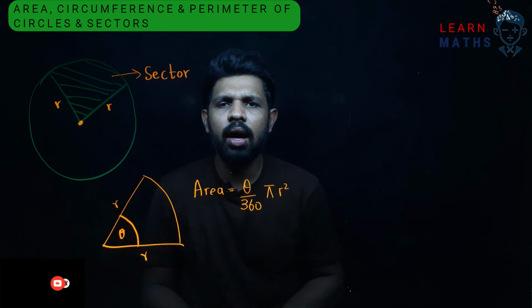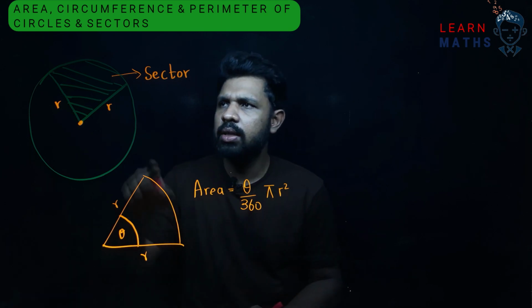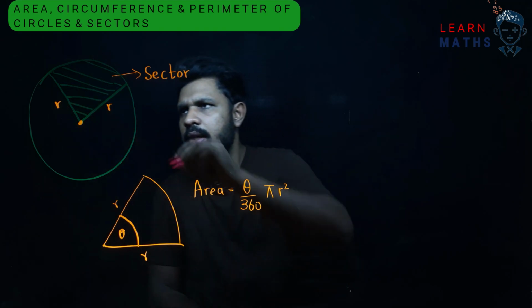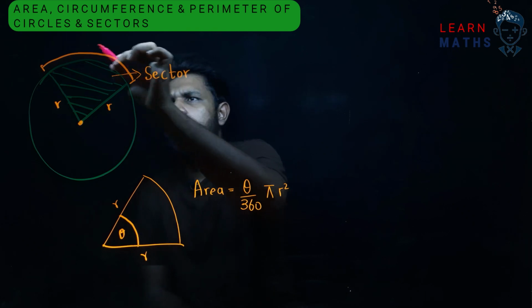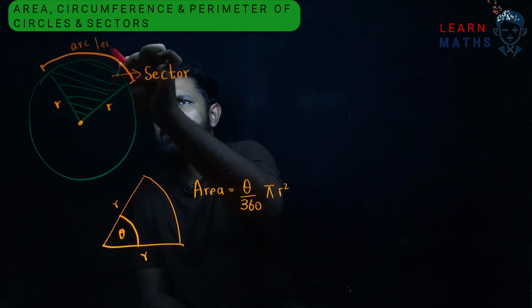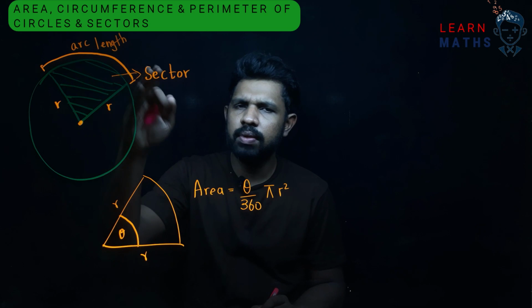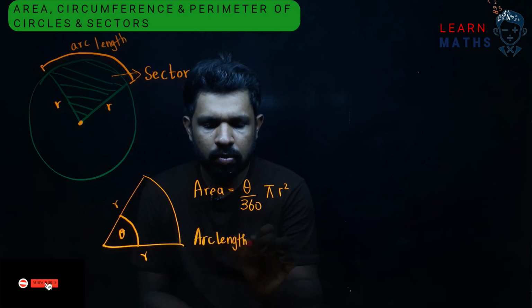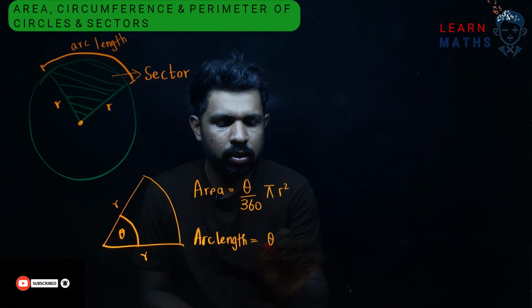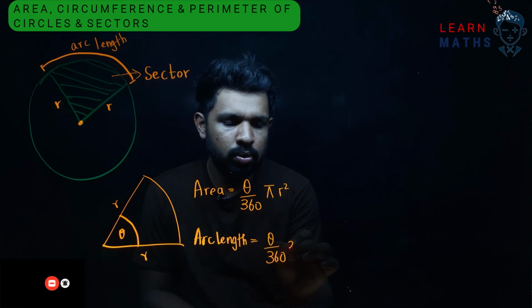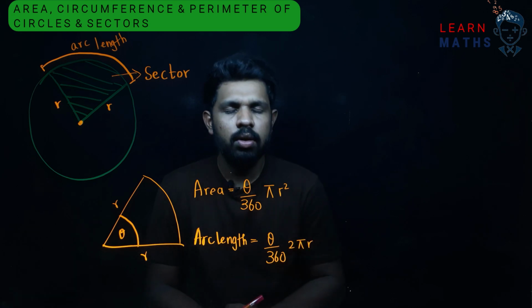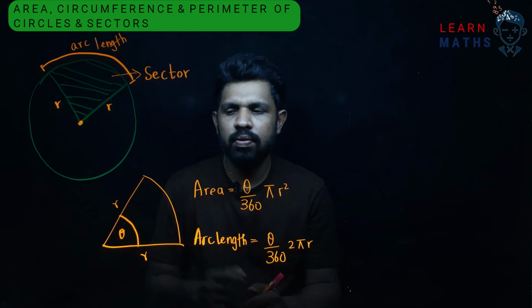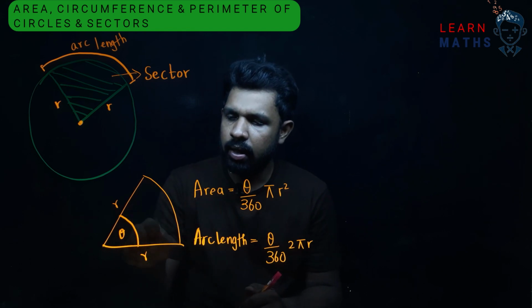And similarly the arc length. So what is an arc length? When it's a whole circle, we call it the circumference. But when it is a sector, the part of the circumference is called the arc length. To find the length of the arc, we can use the equation arc length equals theta over 360 times 2 pi r. And we know pi is 22/7, r is the radius of the sector and theta is the angle of the sector.